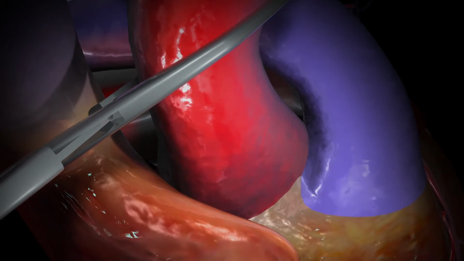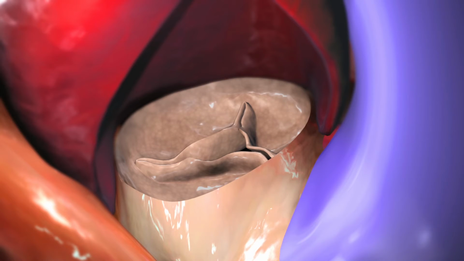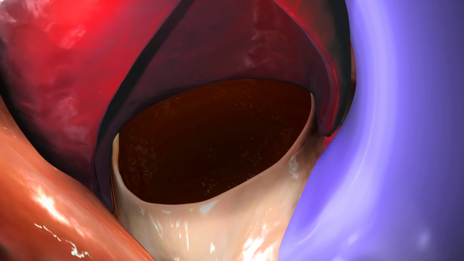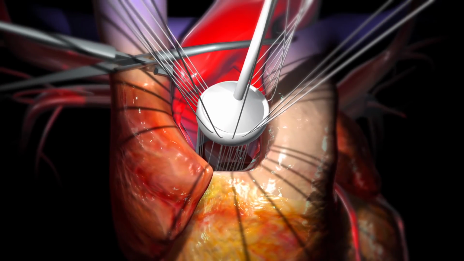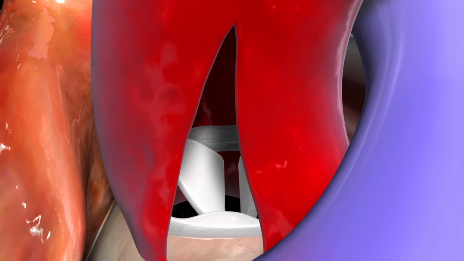Your surgeon will open the aorta to expose the aortic valve, make an incision around the edge of the damaged valve, and remove it. Your surgeon will then carefully sew the replacement valve into place and close the aorta with stitches.